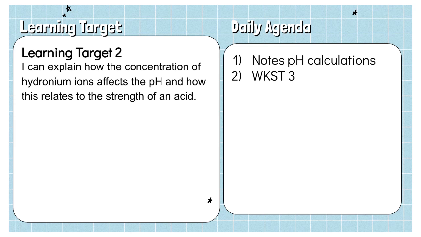Right, today you're going to be working on learning target 2, which is explaining how the concentration of hydronium ions affects the pH. And you are going to be practicing going from hydronium ion concentration to pH and from hydronium ion concentration to hydroxide ion concentration.